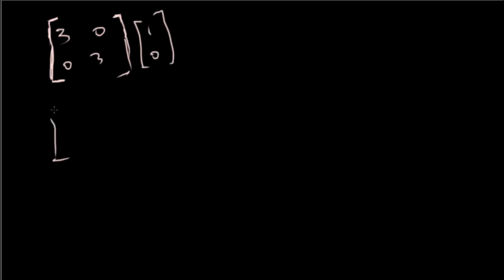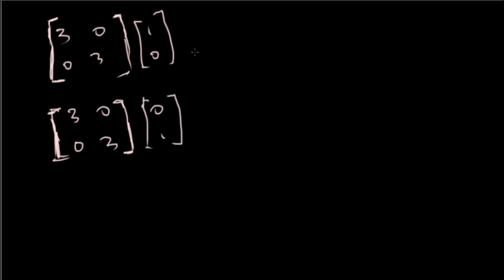So what does the matrix 3003 do to 1, 0, and what does it do to 0, 1? And we are going to see that that is enough to understand a 2x2 matrix and its function. So what does 3003 do to 1, 0? It dilates by 3. What does 3003 do to 0, 1? It dilates by 3.